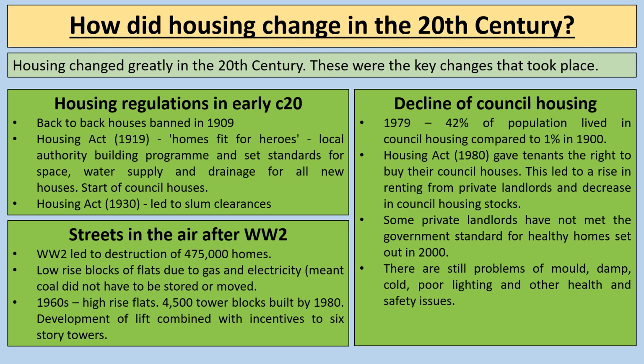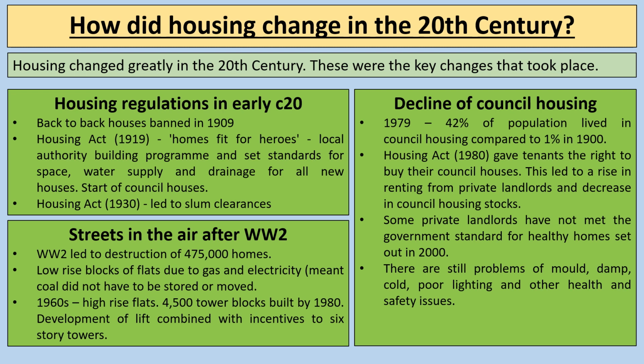Now, we found out in the work on industrial Britain that there were slum clearances at the end of the 19th century, but there's still quite a lot of problems in housing. So in terms of housing, one of the first huge changes was that housing regulations improved in the early 20th century. Back-to-back houses were banned in 1909. The Housing Act was passed in 1919, promising homes fit for heroes for the returning soldiers from the First World War. And the local authority building programme set standards for space, water supply and drainage for all new houses.